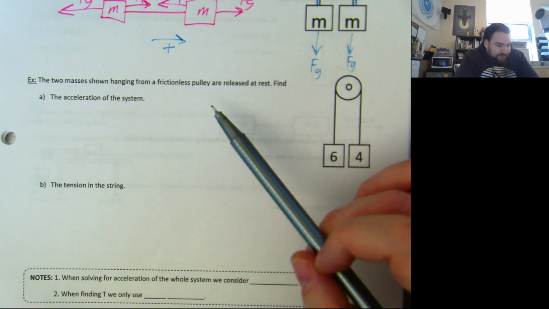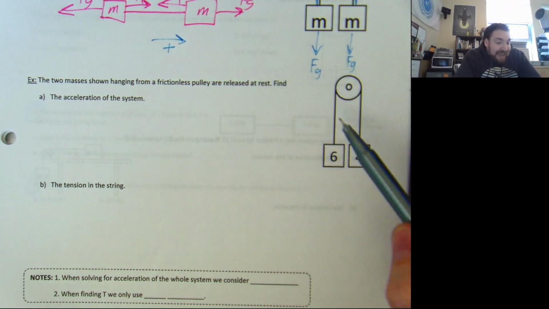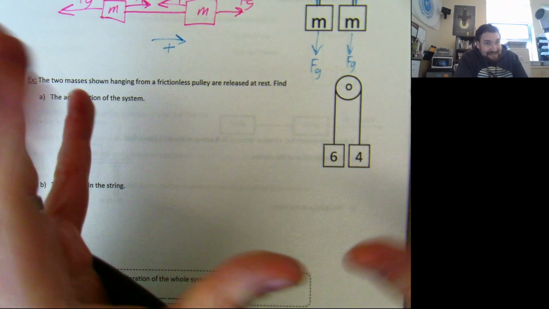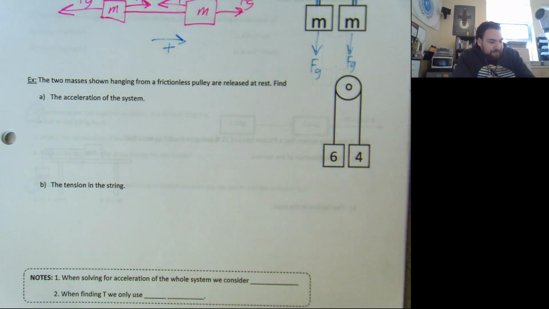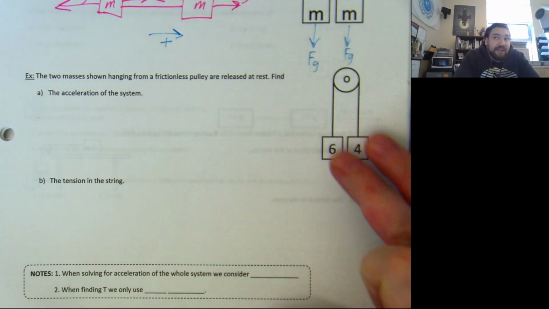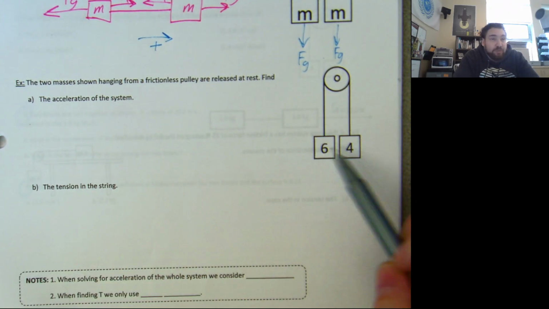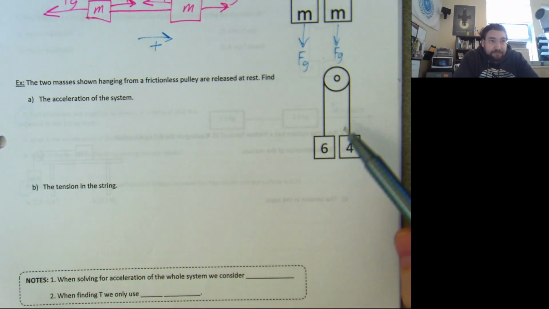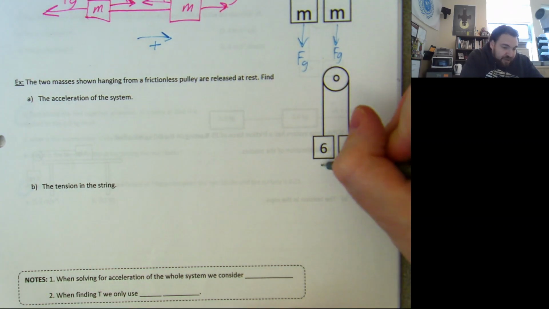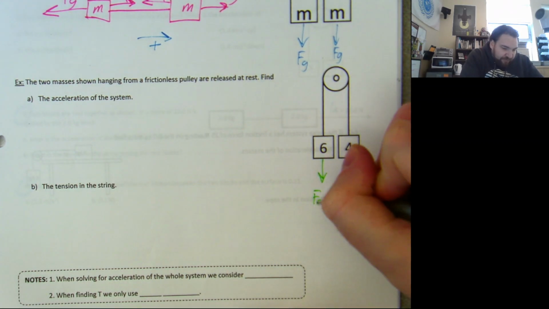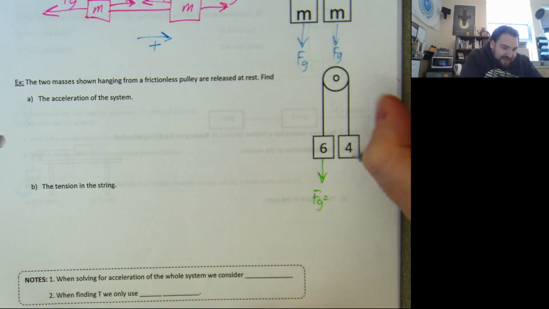I've got two masses hanging from a frictionless pulley. At rest, they are released. What's going to happen here? What forces are acting on these two blocks? Gravity is acting on both of them. So this guy's going to have Fg down. This guy's going to have Fg down.